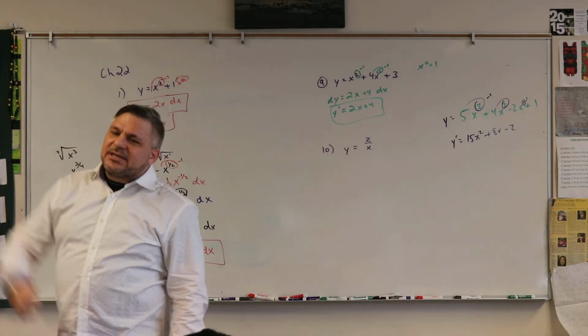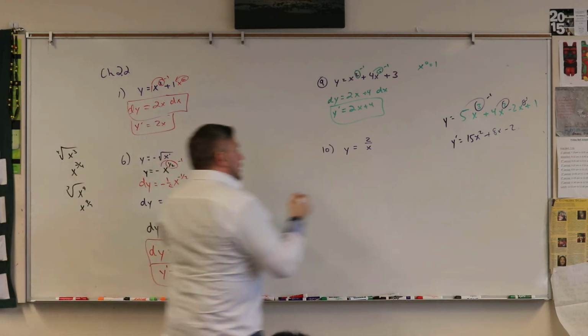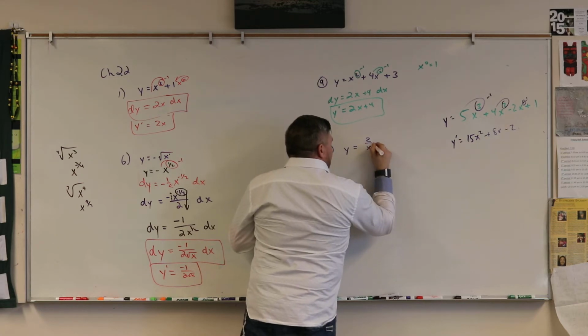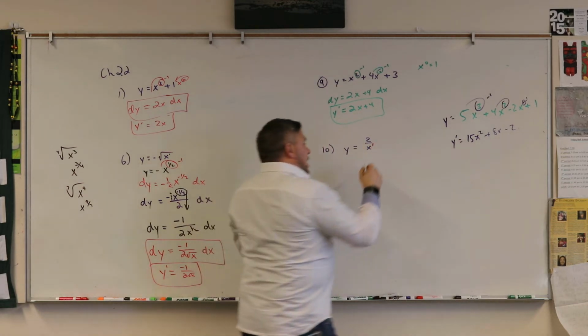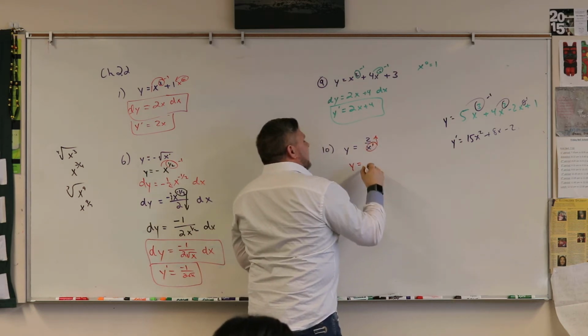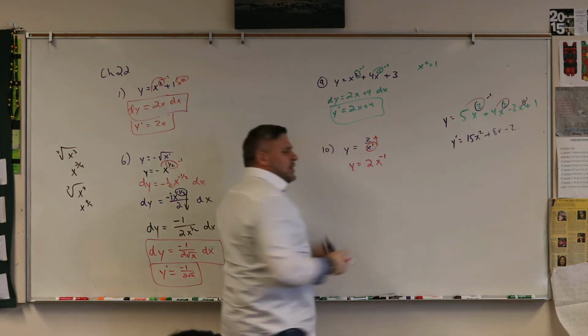Alright, this next one. How do I put that x up top? What do I got to do? Multiply? Remember, there's a 1 right here, right? I want to bring it up. So what happens to that 1? Go to a negative? Yes. So I get 2 times x to the negative 1.